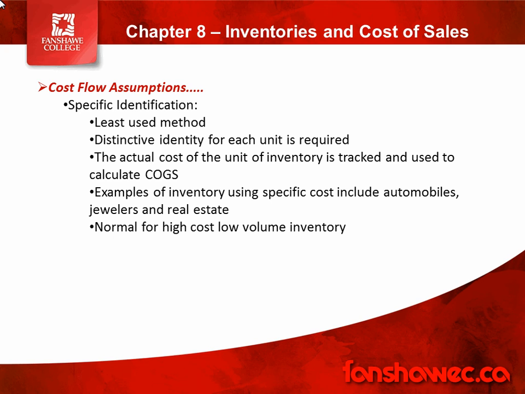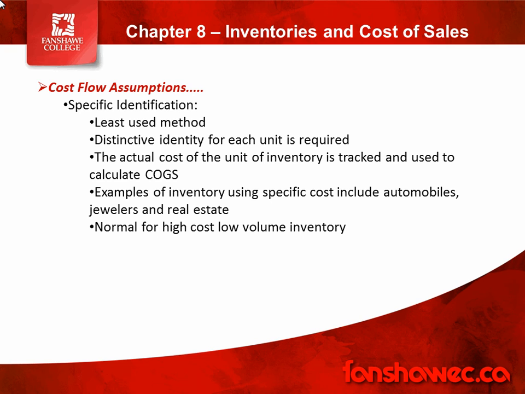At the end of the day, all the cost flow assumption is an allocation of cost of goods available for sale, right? Which effectively is opening inventory plus purchases. So let's say we have opening inventory of $5,000 and we purchase $20,000 worth of inventory during the period. We have $25,000 that we can now allocate between two items, our ending inventory and our cost of goods sold.